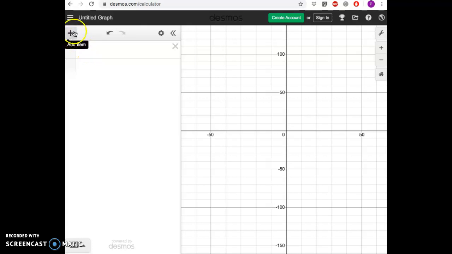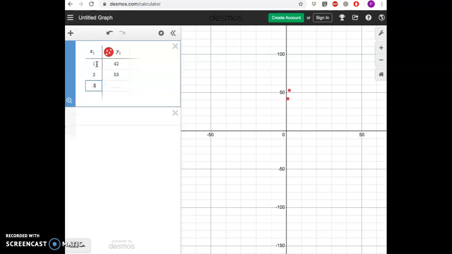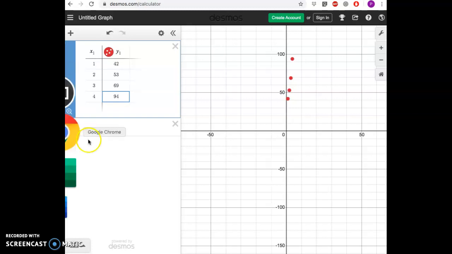So in order to add the data, you have to add it into a table. I'm only gonna add the first couple of days. So second day was 53, third day was 69, fourth day was 94.